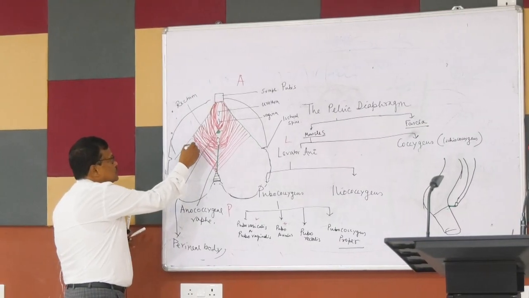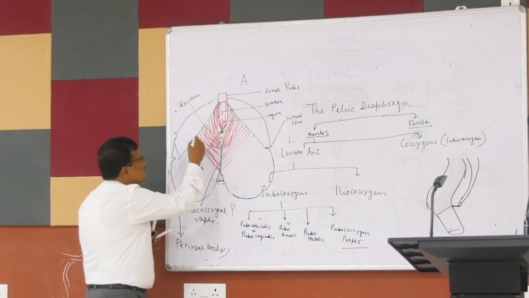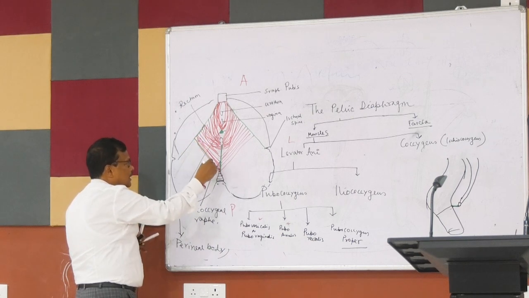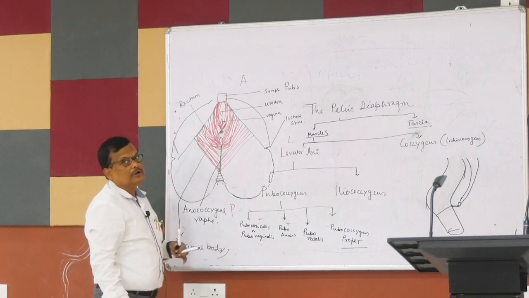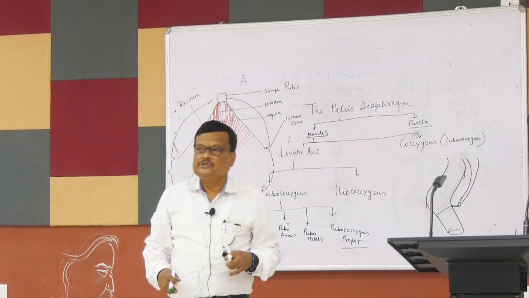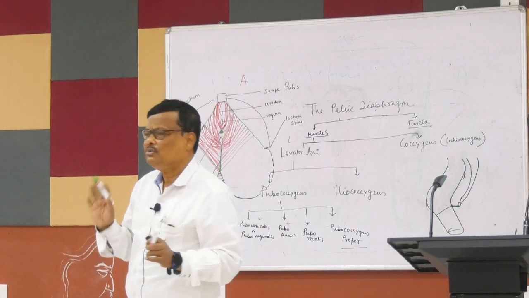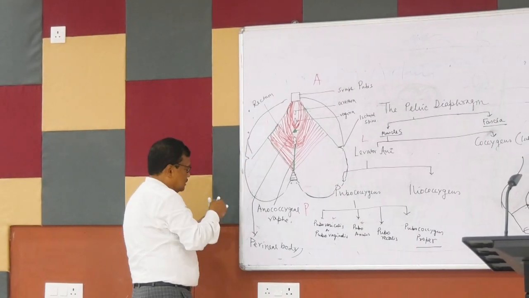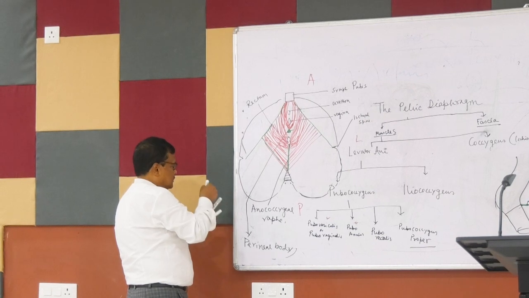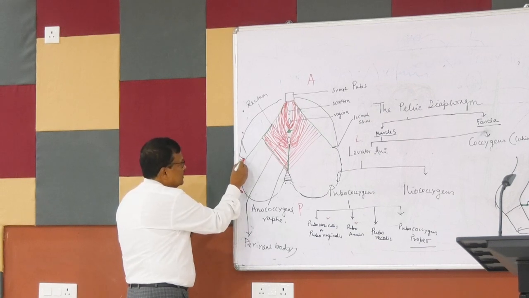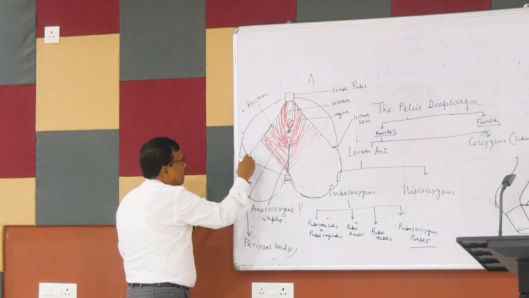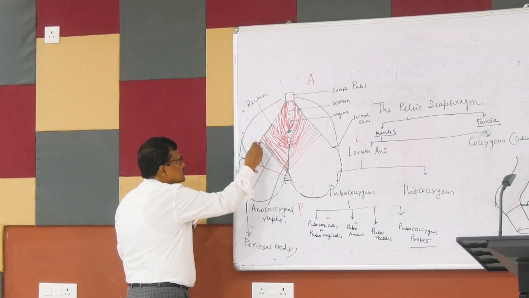Ischiococcygeus, last part: pubococcygeus takes origin from the posterior part of the anterior surface of the levator ani and takes insertion on the anococcygeal raphe and the tip of the coccyx. So that is done. Next is iliococcygeus, very easy. It takes origin from the posterior part of the levator ani and the ischial spine. This is the iliococcygeus.